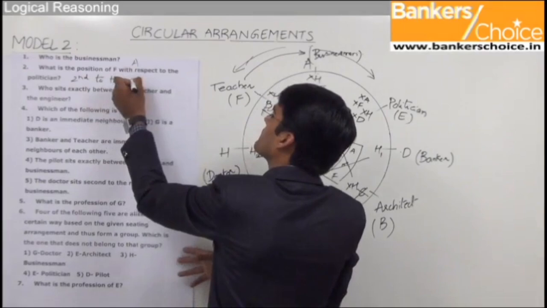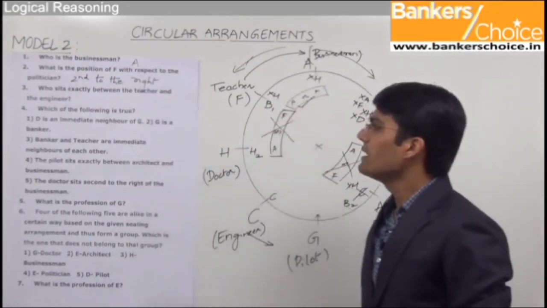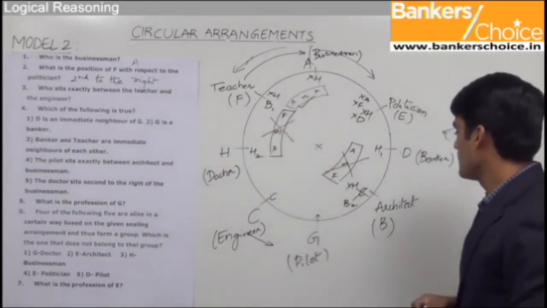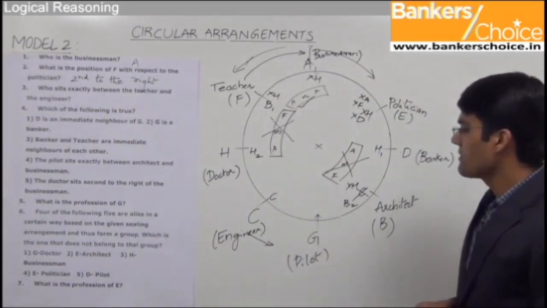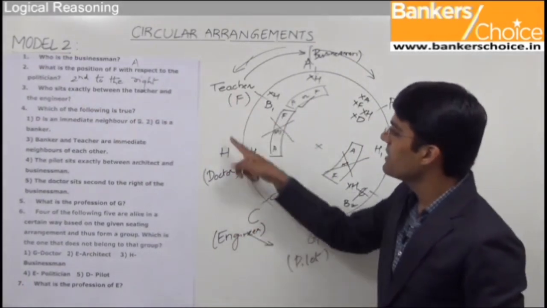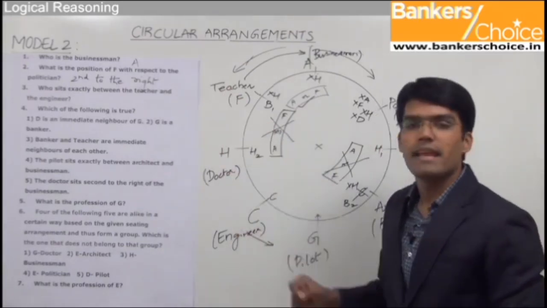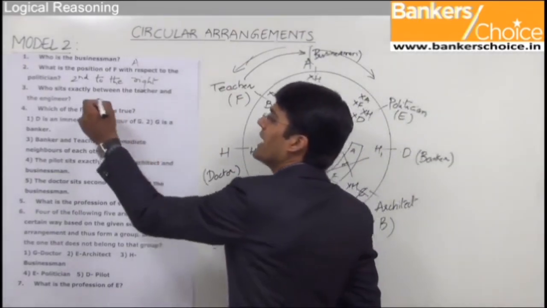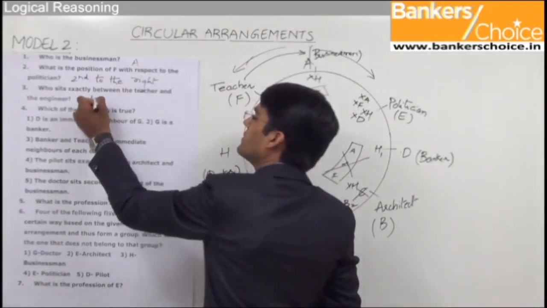The next question is, who sits exactly between the teacher and the engineer? So looking at the positions of engineer and the teacher, we know that the person who sits exactly between teacher and engineer is H. So the answer here should be H, or the person who is doctor.